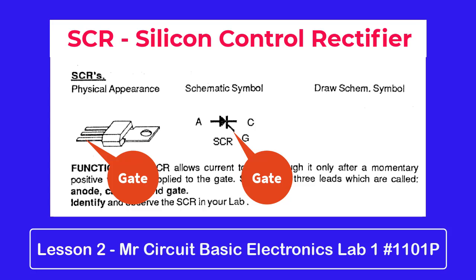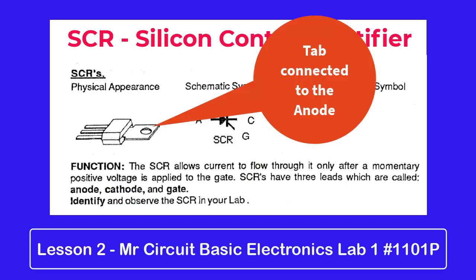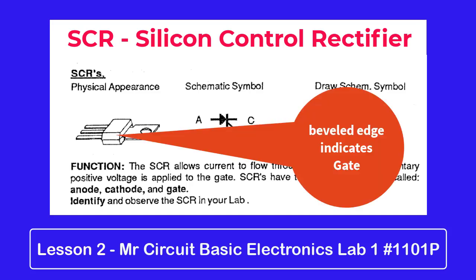Notice that the symbol looks like a diode, but it has an extra line sticking out with a G for gate. And you can take your time and observe it and look at it. It also has a tab. That tab is also connected to the anode, the one that has the hole in it. Function. The SCR allows current to flow through it only after a momentary positive voltage is applied to the gate. SCRs have three leads, which are called anode, cathode, and gate. Identify and observe the SCR in your lab.